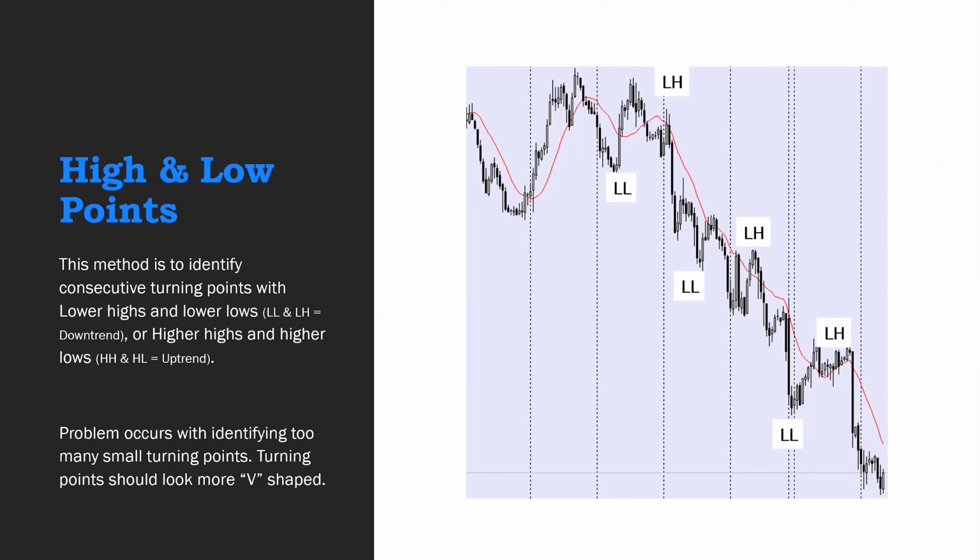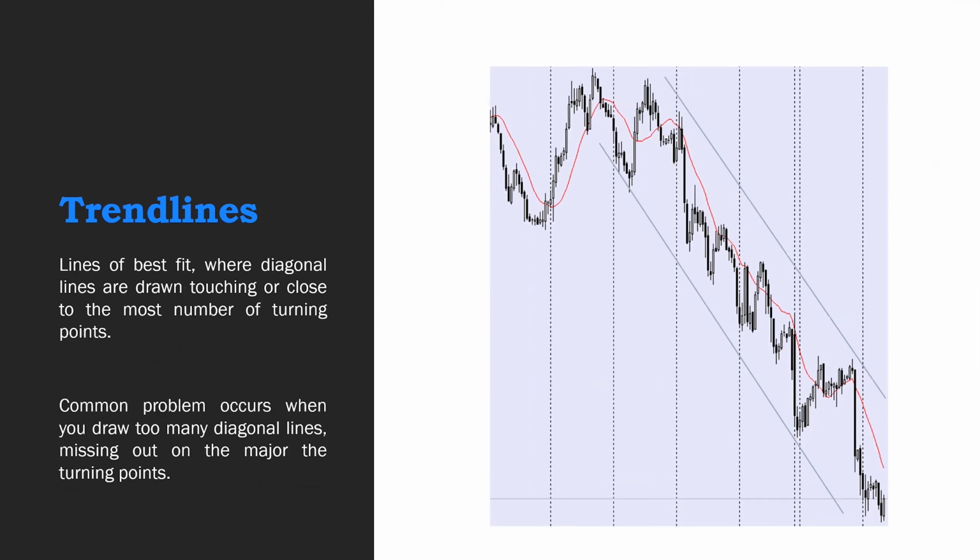The way that I prefer to look at trend is to use trend lines. Okay, I don't actually draw the trend lines on my charts. I actually visualize the trend lines. It's the lines of best fit where you have diagonal lines drawn, touching or close to the most number of turning points. You'll see here that I have those lines pointing downwards. You don't have to draw those lines to actually see it heading down.